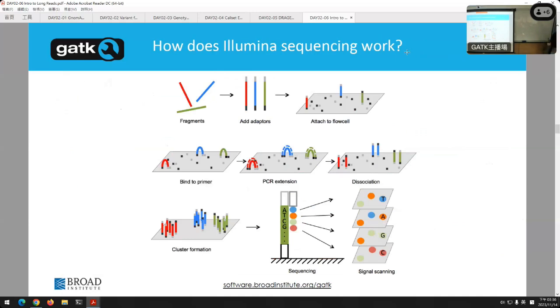So as you probably recall from yesterday, with Illumina sequencing, we shear the DNA into short fragments. We add adapters, attach them to a flow cell, and use localized PCR to create clusters for each read. And as new bases are added, those bases are fluorescent, and we can read that fluorescence to determine what base was added and build up the sequence over time. So this is a technology that uses sequencing by synthesis.